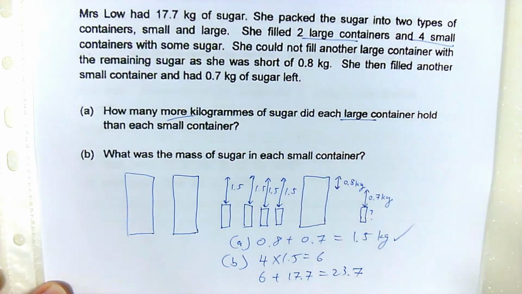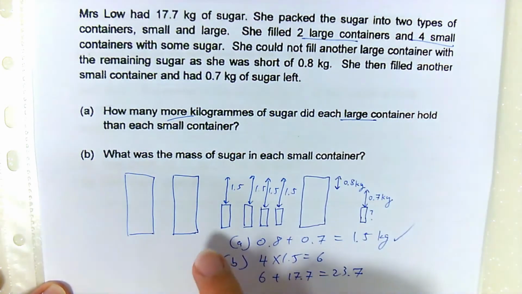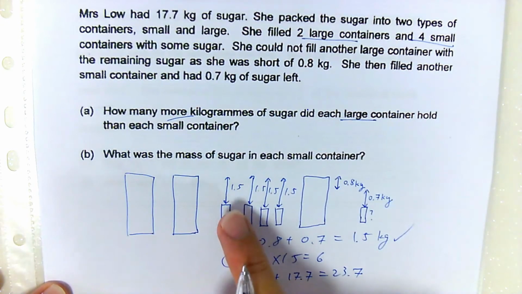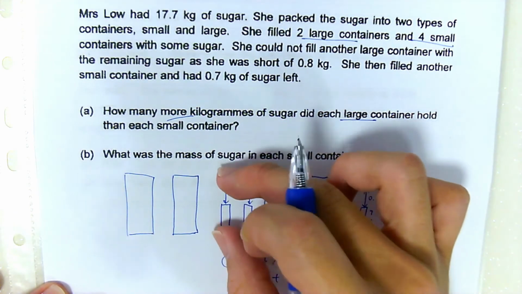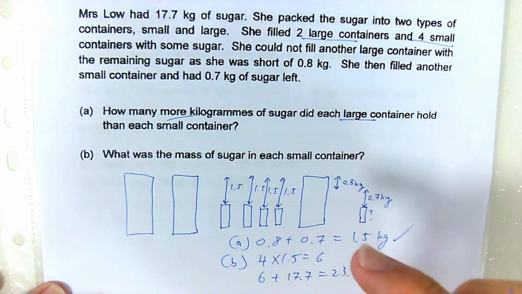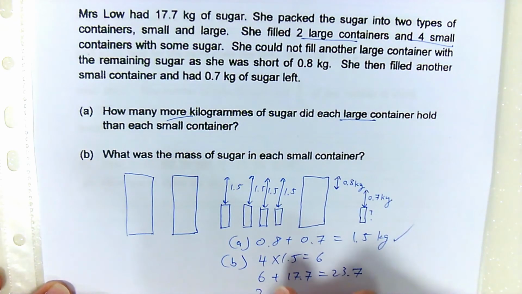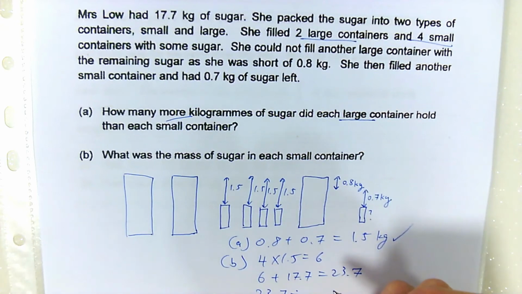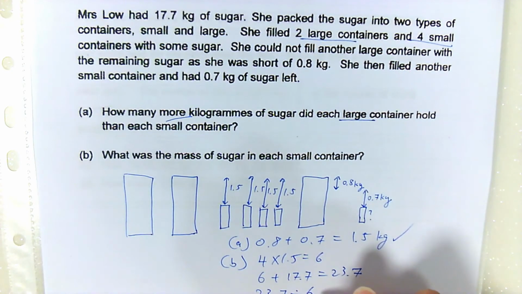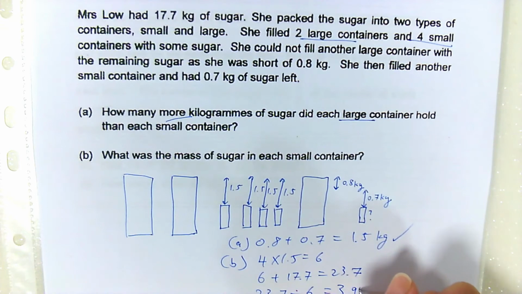Okay, so in effect, what did I do? I changed the small container into large container. By adding 1.5 kg to the small container, I made each small container into a large container. So large, large, large, large. Okay, so I will take 23.7 divided by 6. Okay, so 23.7, what will that give us? So wait, 23.7 divided by 6. Give me a second. That will be 3.95 kg.